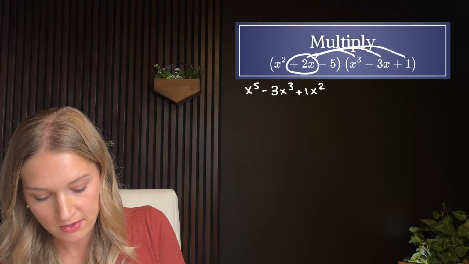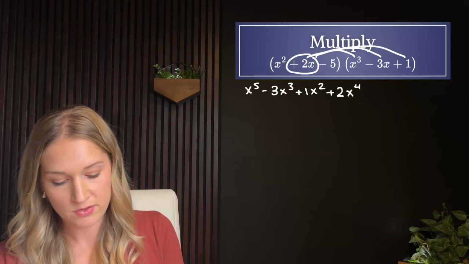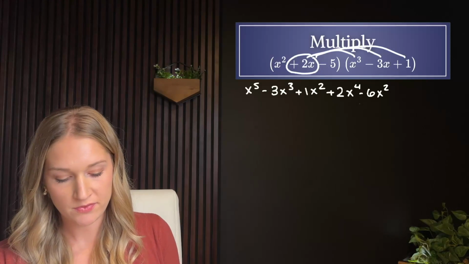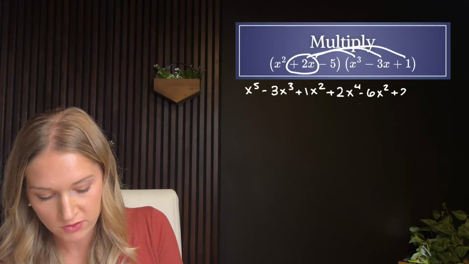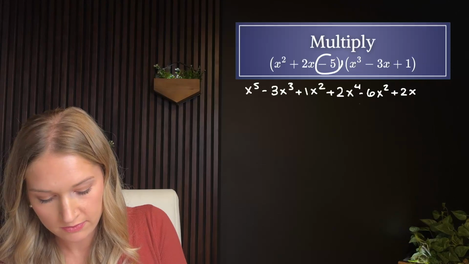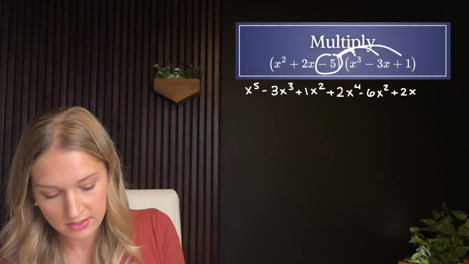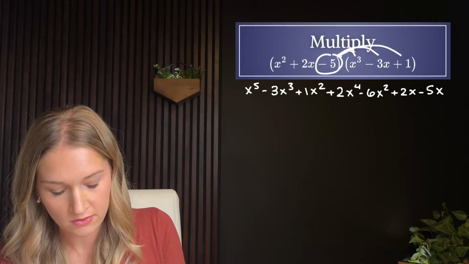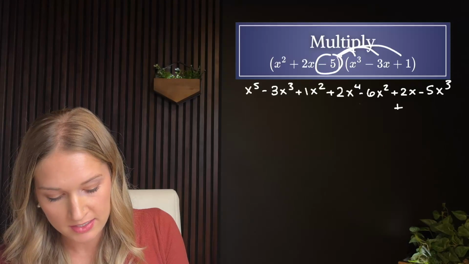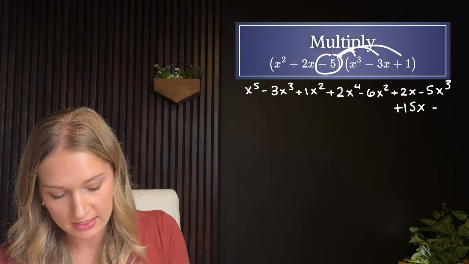+2x times x to the third gives me +2x to the fourth. +2 times -3 is -6x squared. +2x times +1 is +2x. And then I distribute my -5. -5x times x to the third is -5x to the third. -5 times -3x is going to give me +15x, and -5 times 1 is -5.